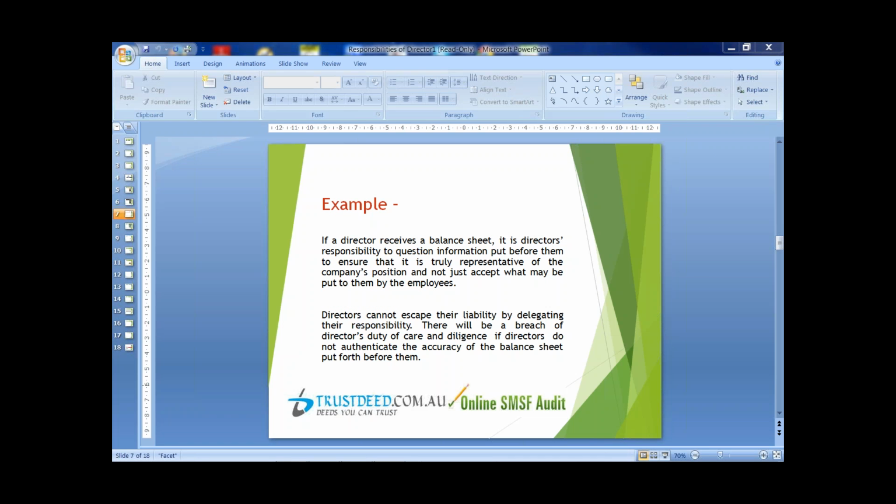I'll cite an example here which will help you to understand this section. If a director receives a balance sheet, it is director's responsibility to question information put before them to ensure that it is truly representative of the company's position and not just accept what may be put to them by the employees. Directors cannot escape their liability by delegating their responsibility. There will be a breach of directors' duty of care and diligence if directors do not authenticate the accuracy of the balance sheet put forth before them. So, directors should always be vigilant and act in the best interest of the company.